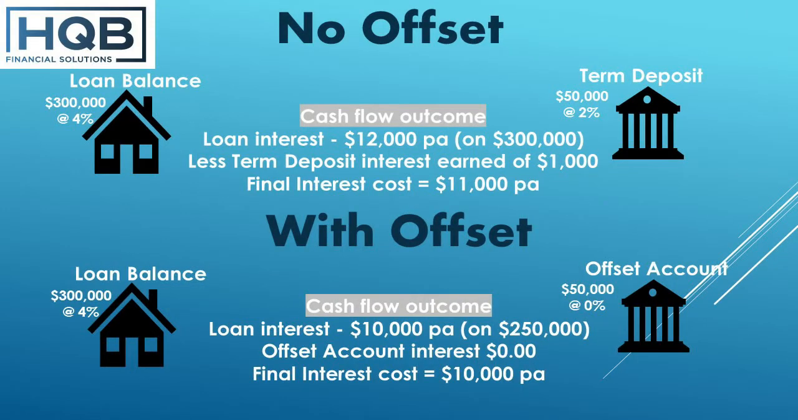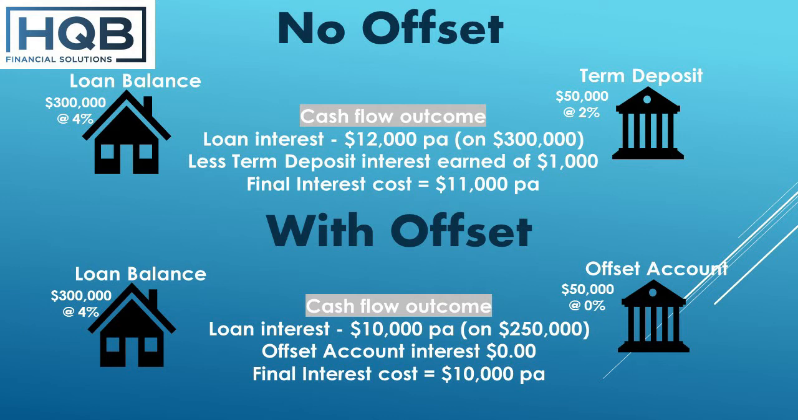I just want to point out it hasn't paid off $50,000 from the home loan, but for the purpose of calculating your interest, it's calculated on $250,000. So that's where we're getting that new interest figure of $10,000. Now underneath that we've got the offset account interest, zero of course, because that account doesn't receive any interest directly. And the final outcome is $10,000. So the cost to you is $10,000 as opposed to $11,000 if you didn't have the use of an offset account. Now I think that's substantial.